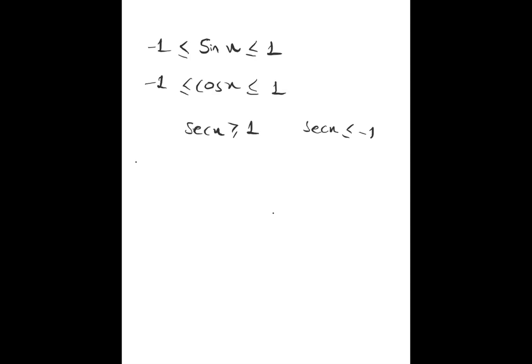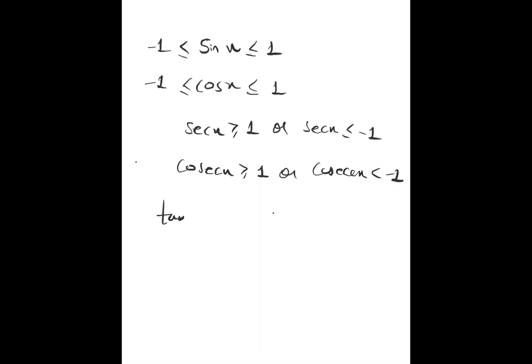Before that, one thing we just finalized: sin x is greater than or equal to -1 and less than or equal to +1. Cos x is greater than or equal to -1 and less than or equal to +1. Sec x is either greater than or equal to +1 or less than or equal to -1. Cosecant x is likewise either greater than or equal to +1 or less than or equal to -1.